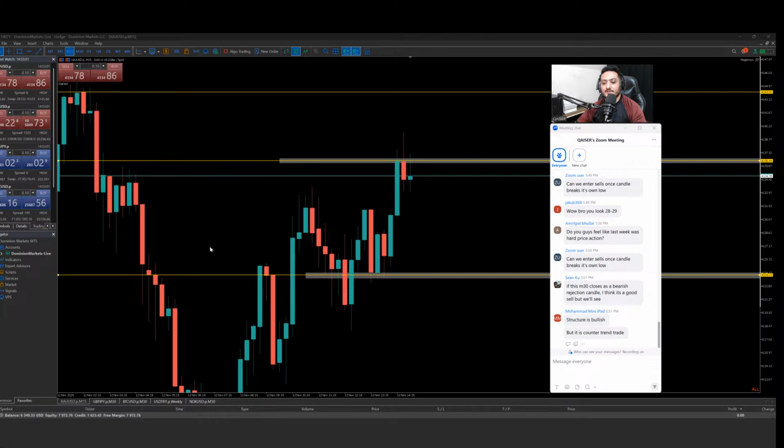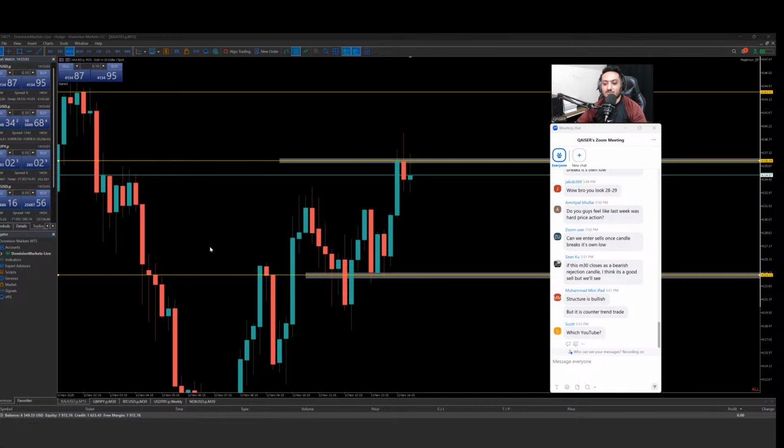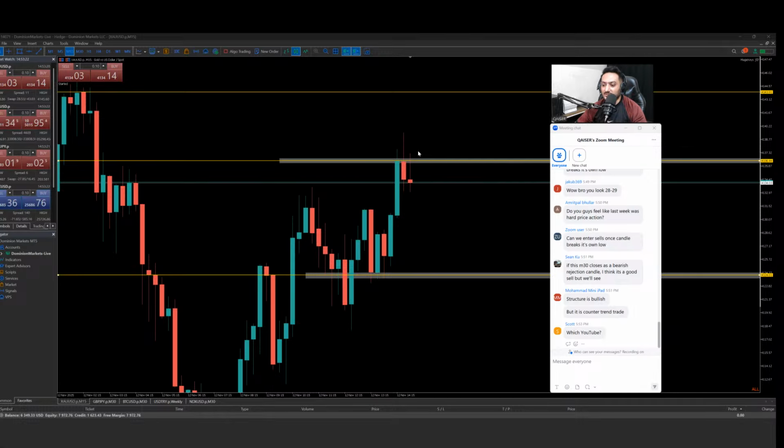Okay. Structure is bullish, but it is a counter-trend trade. Yeah, let's see. But price is at resistance on the daily time frame. So we just want some kind of confirmation on the lower time frame, so we can grab some chunks there. That will be beautiful.